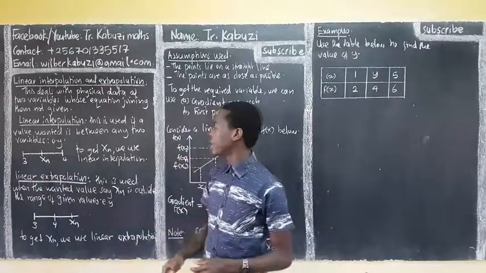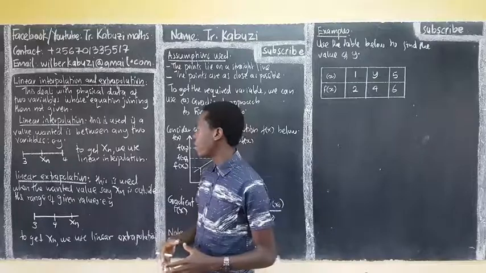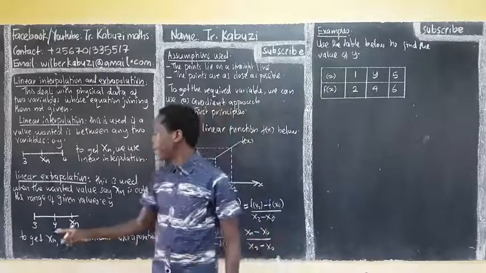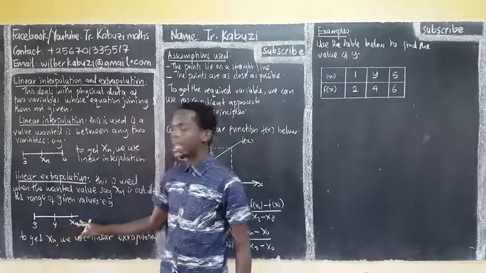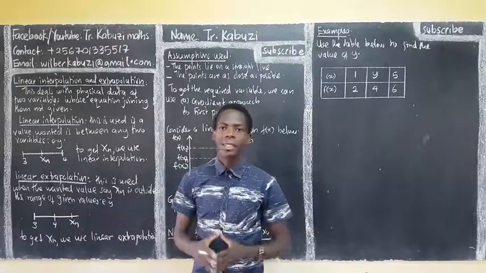Then extrapolation is used when the wanted value of xn is outside the range of given values. For example, if they give us 3 and 4 and xn is outside, there we use what we call linear extrapolation.